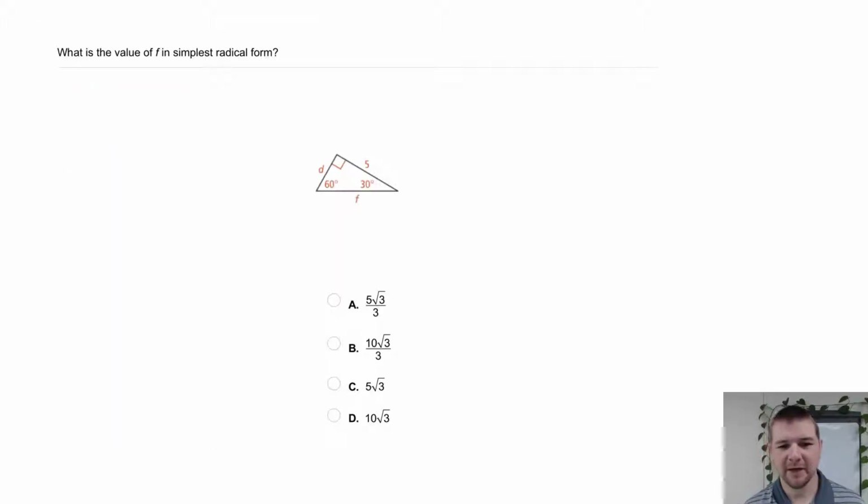Your turn. What is the value of f in simplest radical form? It looks like the same diagram from the previous problem. We're just solving for a new unknown quantity, the hypotenuse.